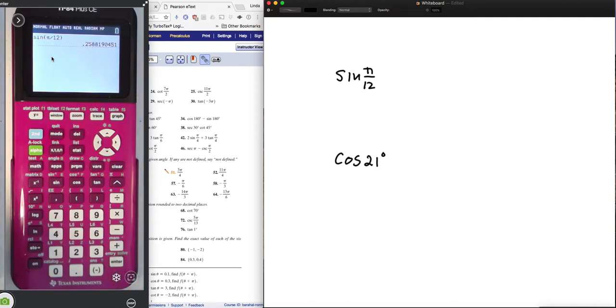So see what I get there. I get a decimal value, 0.25, let's say 0.2588. We'll stop there for that. That's just what that looks like. There's no nicer way to write that.